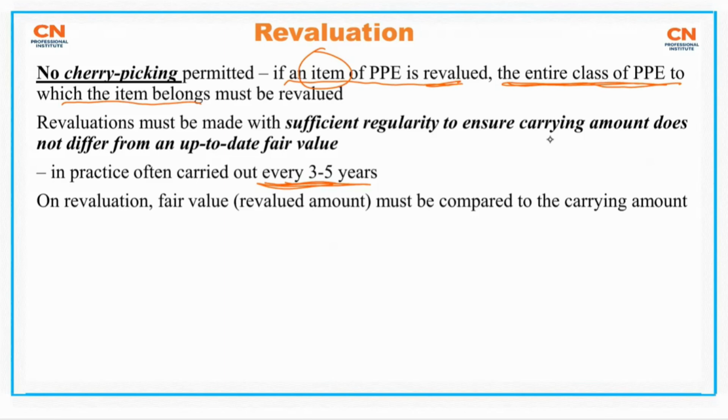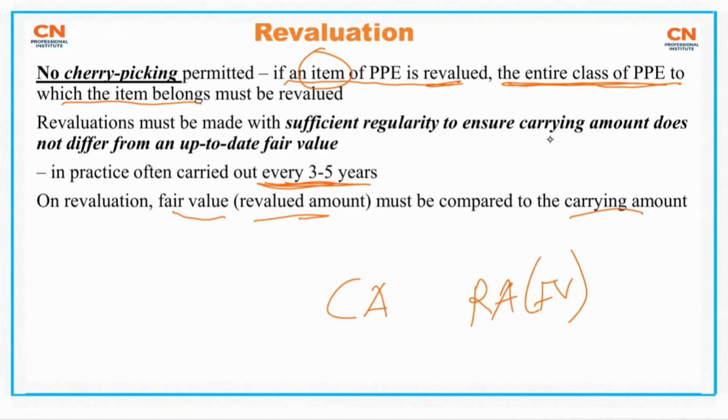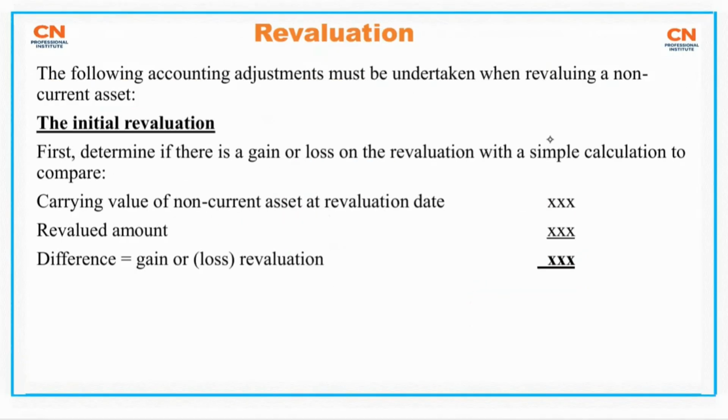And it says on revaluation, the fair value or the revalued amount is compared to the current value. So if you are revaluing, you compare the current amount with what? The revalued amount or the fair value. Okay. So look at that. So that's no cherry picking. If one item of PPE is revalued, then the entire class to which the PPE belongs should also be revalued.